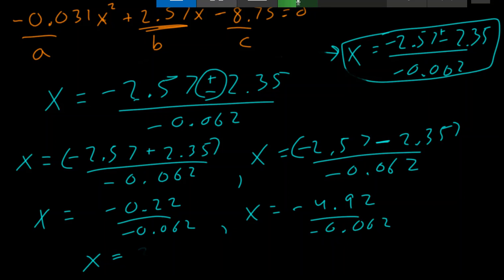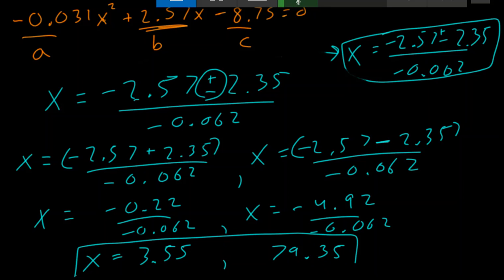Okay, in this first x value, once I divide these two things, I'm going to get 3.55, comma, and over here I'm going to get 79.35. Okay, now these denote our x values, and let's go ahead and find our y values real quick.